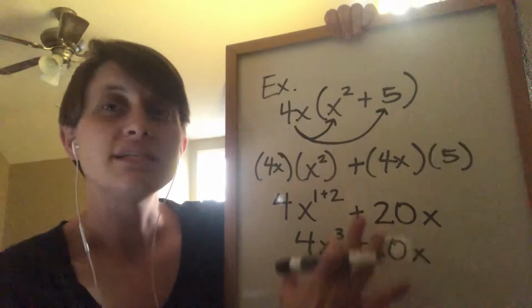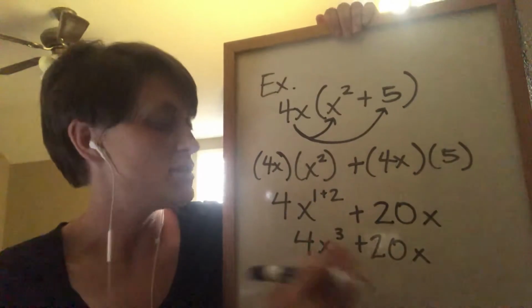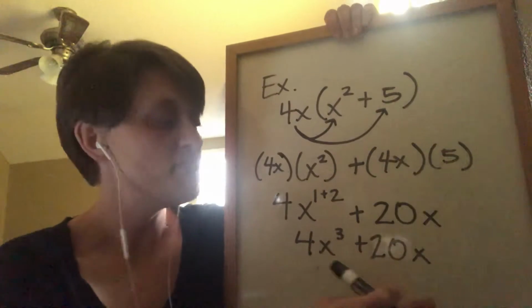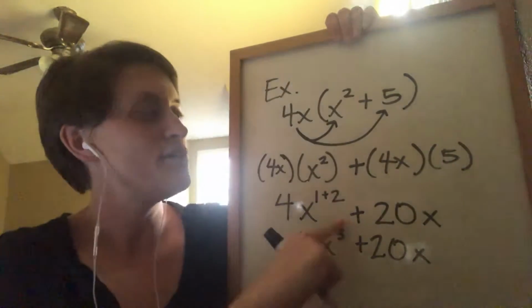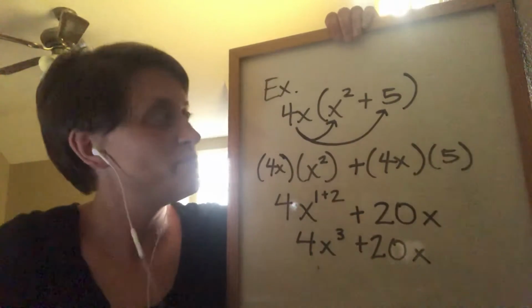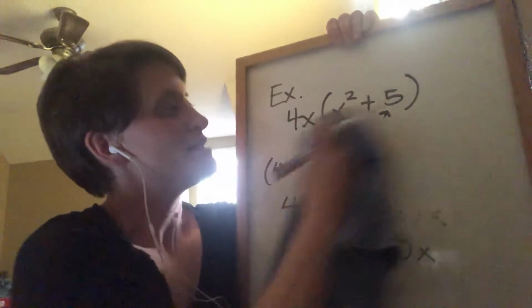Don't feel tempted to factor this if you've done that in another class. This is your answer. You have multiplied and you have simplified as much as possible. So don't try to factor it. You're just going to be working backward. Okay, so let's do another example.